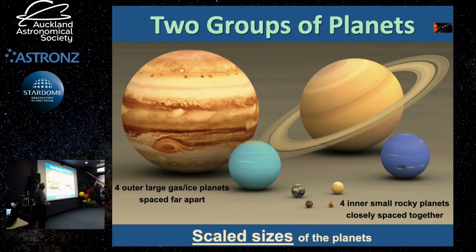So let's do the first chapter. This here is the 8 planets, their sizes to scale. So you can see here there's Jupiter, Saturn, Uranus and Neptune. There's Earth, Venus, Mars and Mercury there. So that just gives you an idea of their scale.